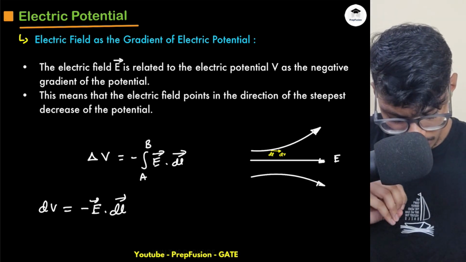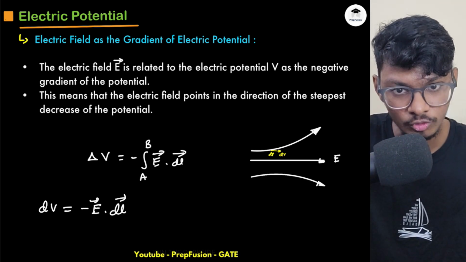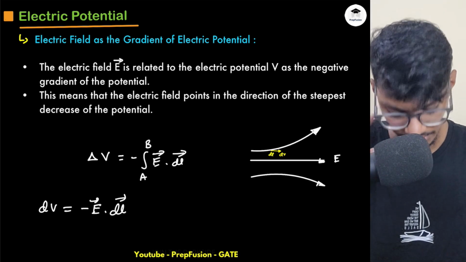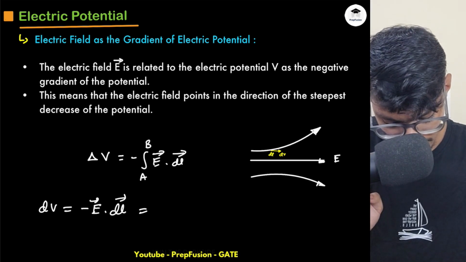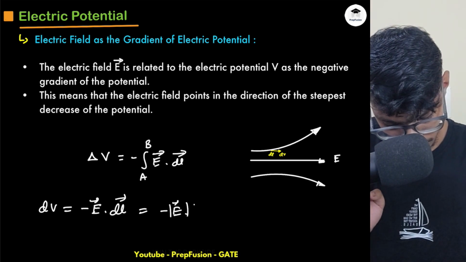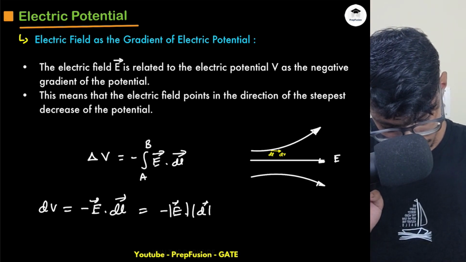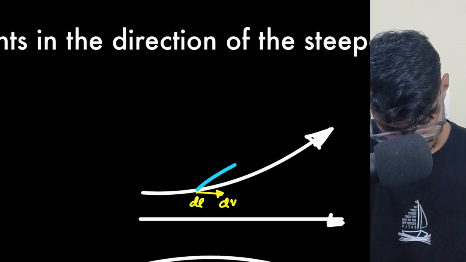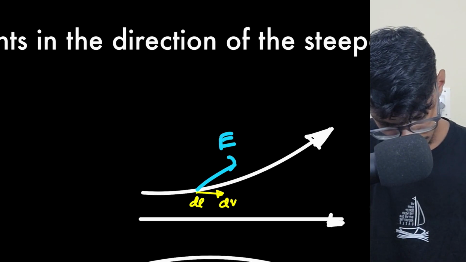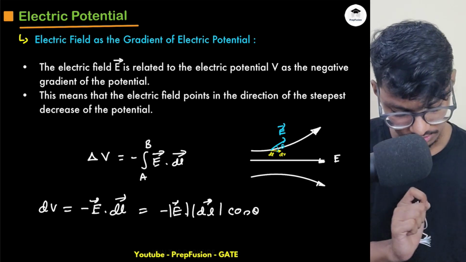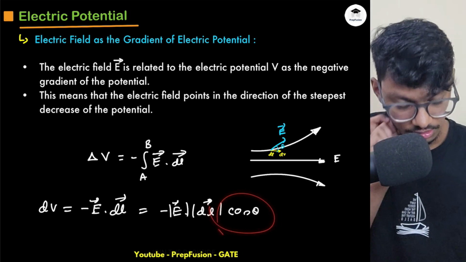Now just to give you a feel, I will tell you, this is not the actual proof. Okay, just to give you a feel. So what is E dot dl? E dot dl is minus E magnitude, dl magnitude, cos theta. Okay, the angle between the electric field and the potential. So this is the angle.